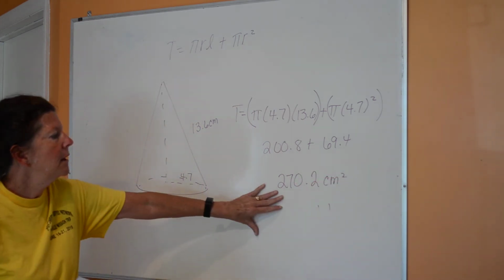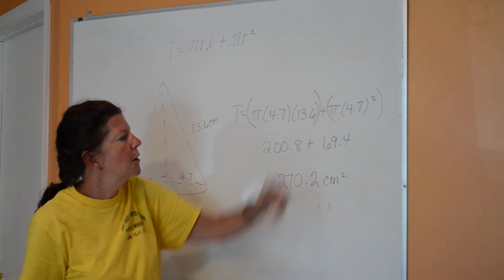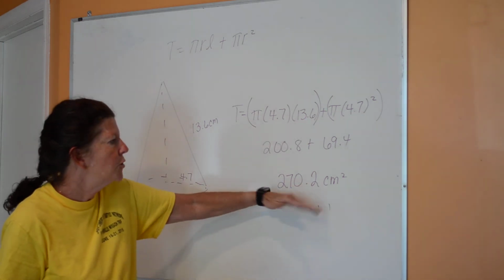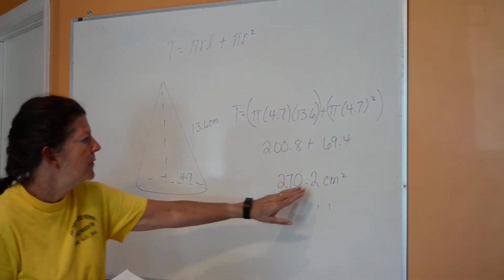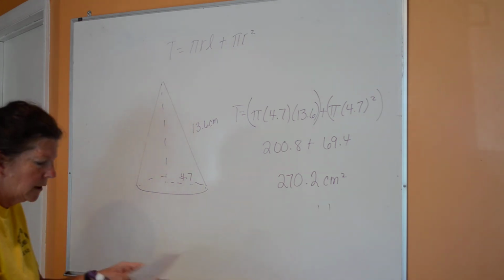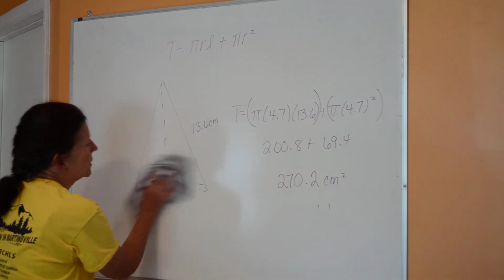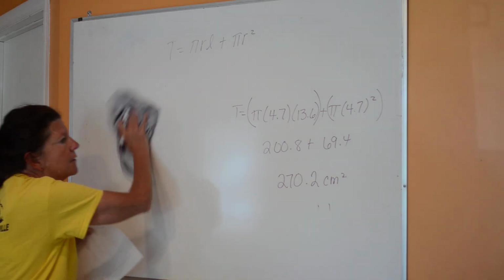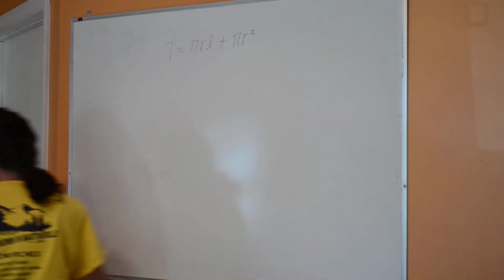Now, you might be a little off from that because it's going to depend on where you round all these things as to how close you come to where I came. So if you're off in your tenths, that's definitely fine. You might even be off in your ones by a little bit. All right, let's do one more. This is all we're doing today, this surface area of your cone, not the area inside.